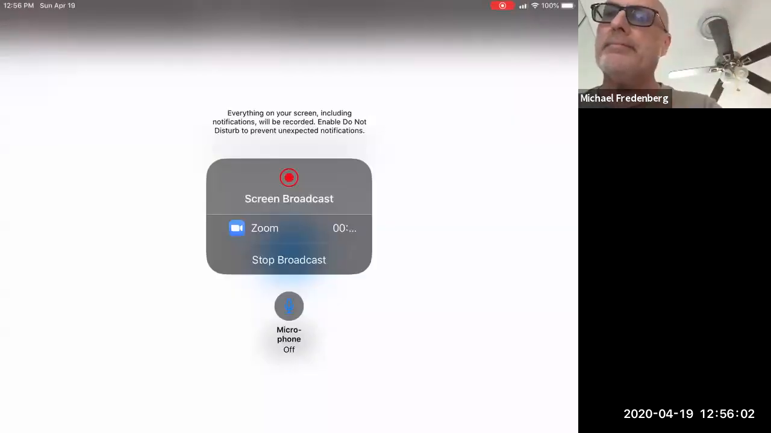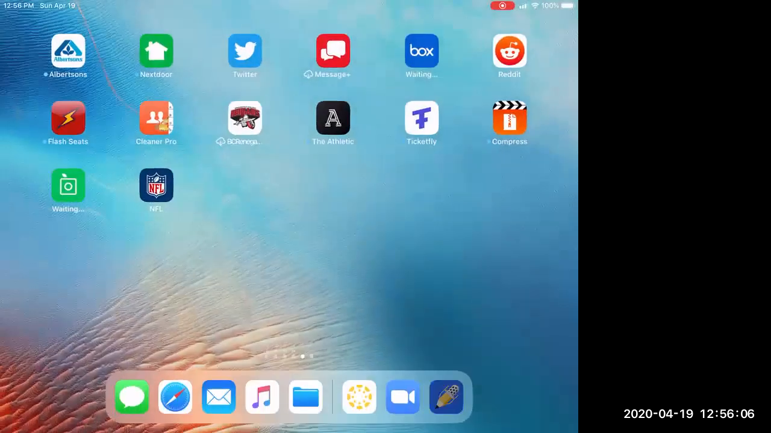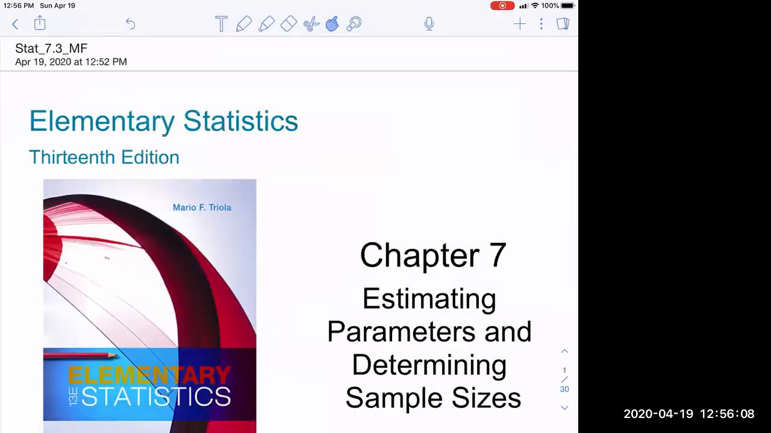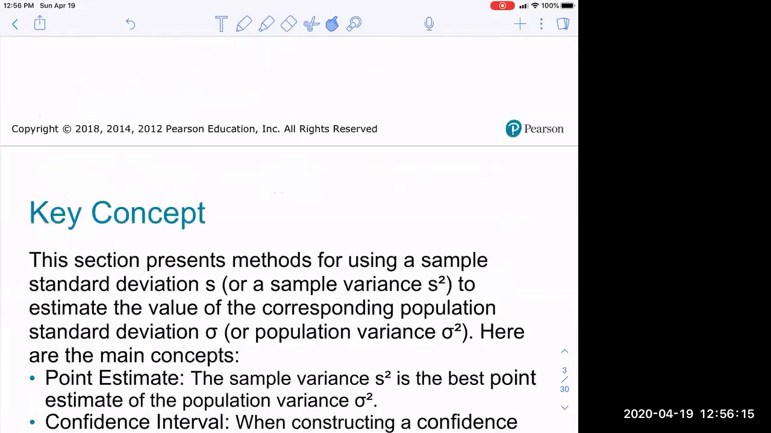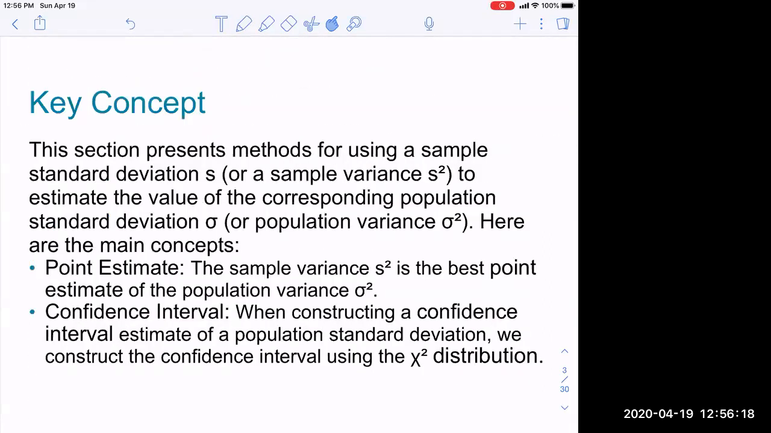Okay, I'm going to do an introduction to our last confidence interval, the confidence interval for standard deviation. It's a little bit different than proportions and means. The big thing is that our point estimate is really the variance, sample to parameter. And here's why it's different.